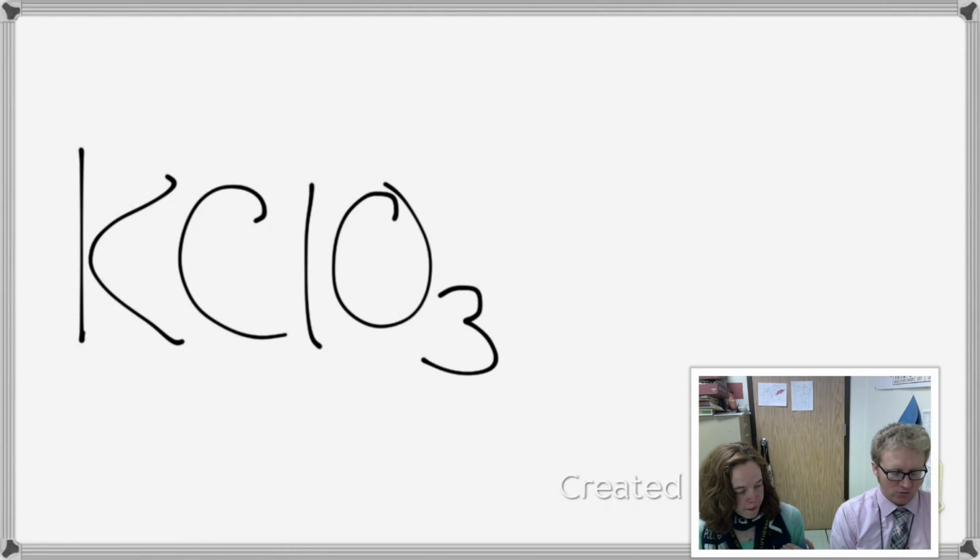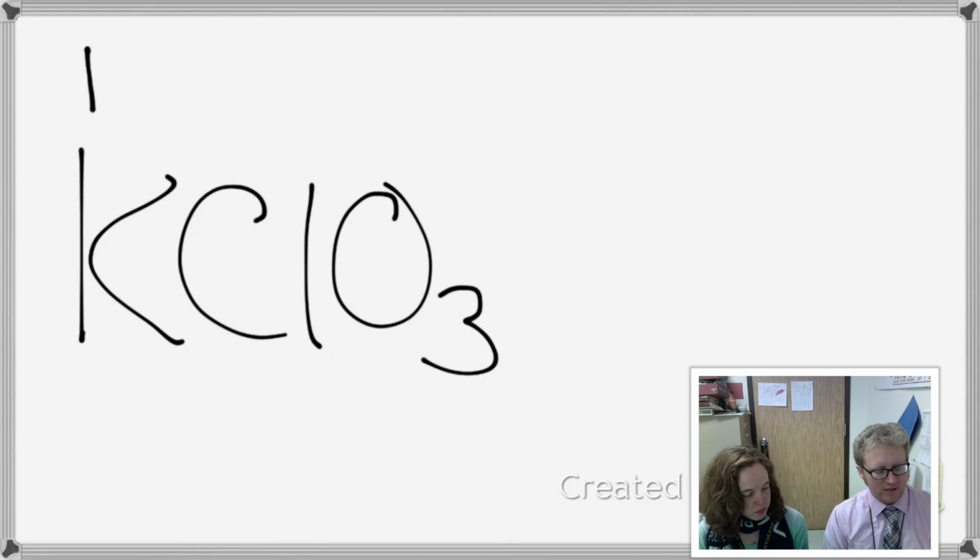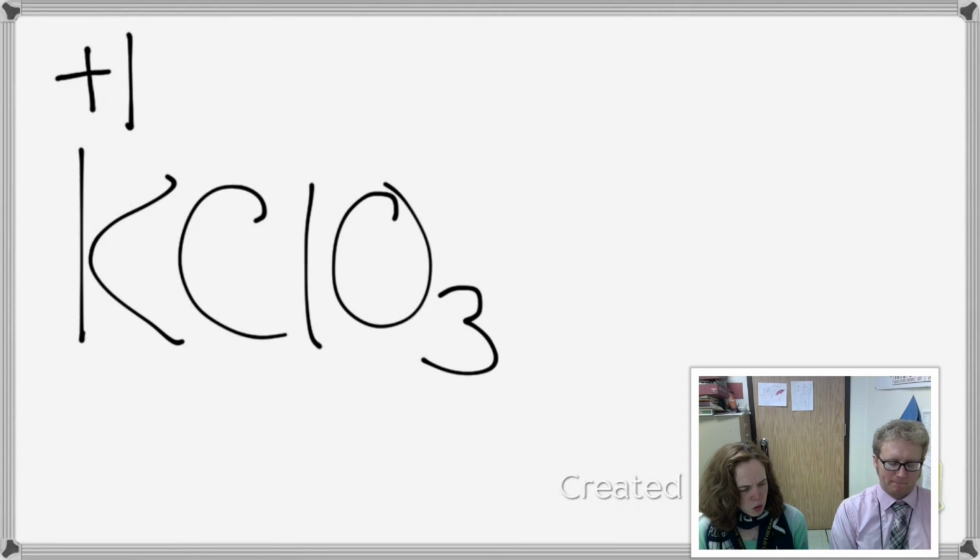All right, so no free elements. We can skip that. Metals. We've got a metal ion. So what's our metal ion? Same as the periodic table, so potassium is plus 1. Okay, so which rule are we going to run into next that's relevant?